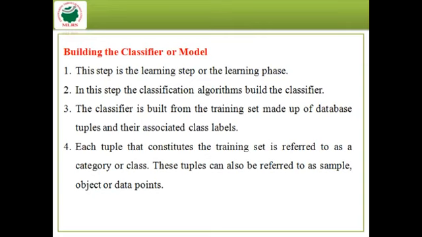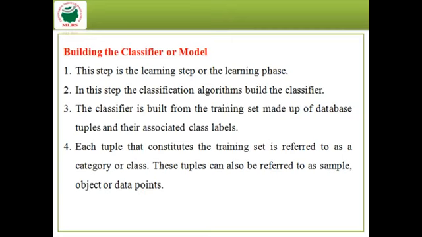The third is built from the training set made up of database tuples and their associated class labels. There are n number of tuples and n number of attributes available. Each and every tuple is important, and each and every attribute is important. Suppose the faculty member wants to identify the top student. There are n number of attributes available in the student table. In that, the faculty member can choose hall ticket number and grade, right? Based on the two attributes, he can identify the top student.